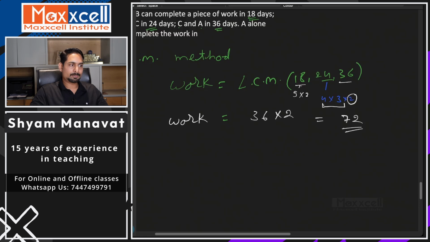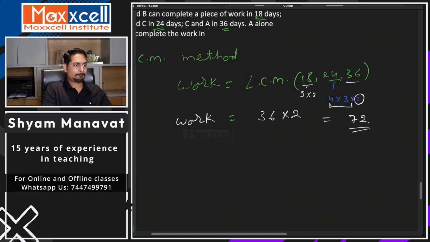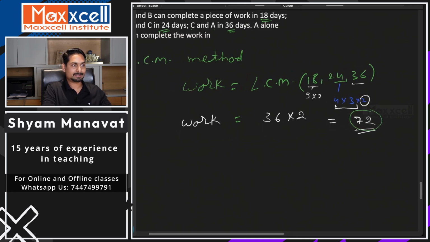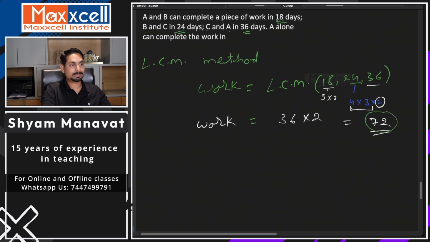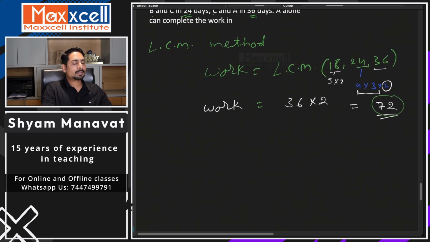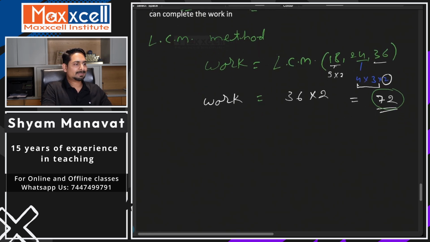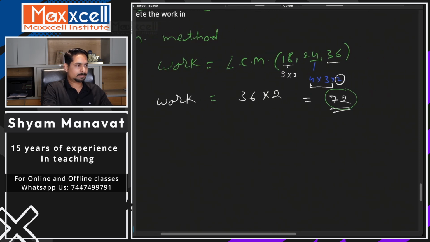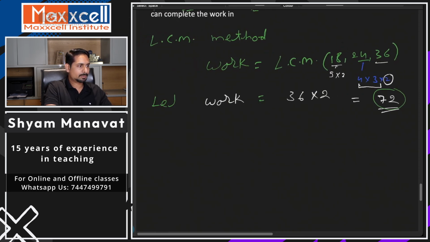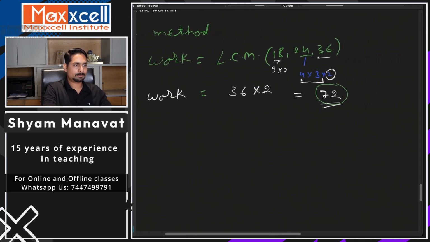Okay, if you understood, great. If not, then you can still go with your method. But find the LCM. That you have to do anyways. You have to look at the LCM of these numbers anyways, even if you do go with method number 1. Now LCM is 72. We got the work. We assume the work as 72 units.